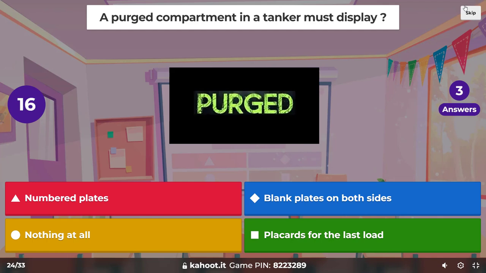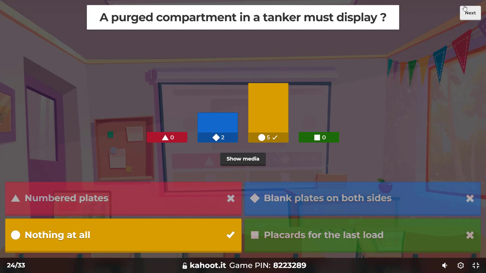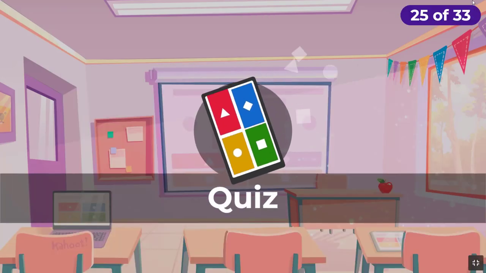A purge compartment in a tanker must display what? It's been purged. What does purge mean? Cleaned, yes. Clean. Purge, fumigated, cleaned. It's clean, so you shouldn't have any plates on it, should you? It's just a clean tank.